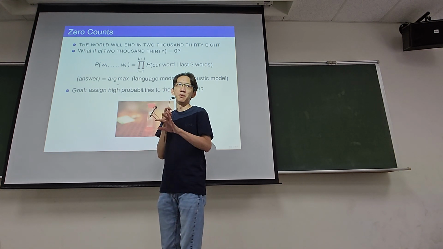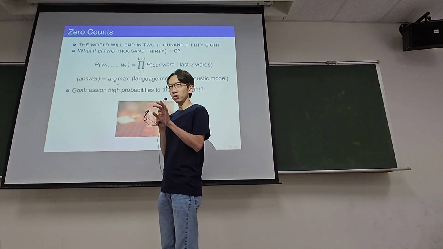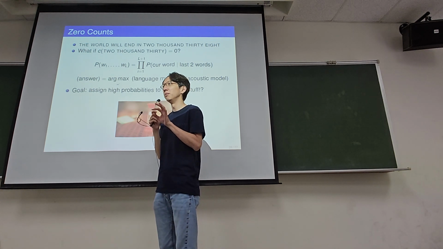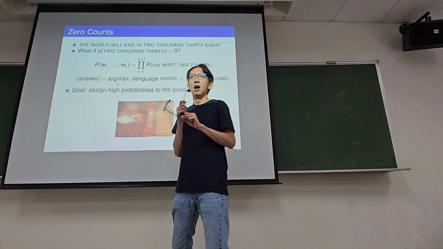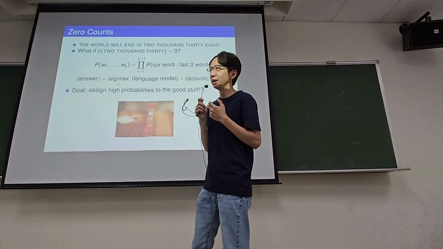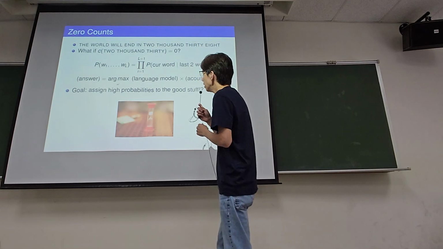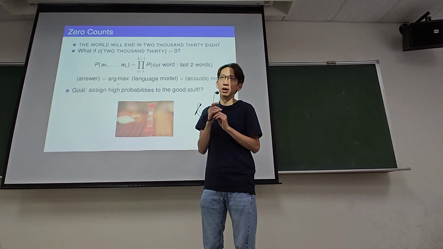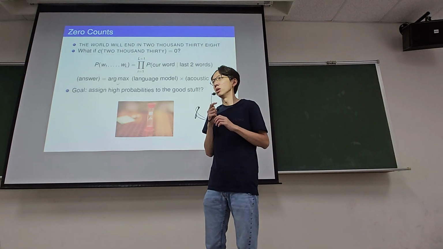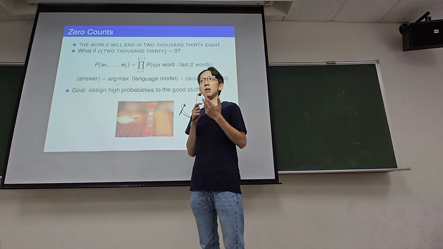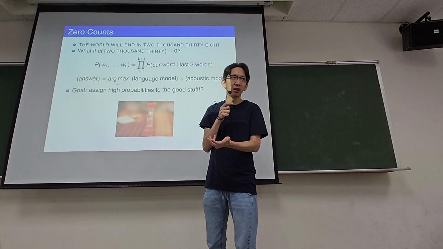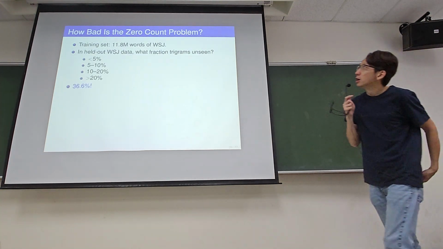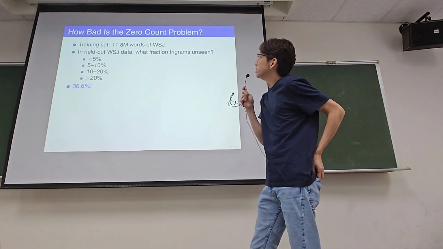There are just some grams that you don't see, but if you look at them, they seem to make sense. Somebody will say it. Maybe not very likely, but somebody will say this. So how can we start designing a smoothing algorithm? We still try to assign high probability to good stuff, but we also want to assign some probability to unlikely stuff that originally had zero counts. That's an issue. So let's first look at how bad the zero count problem is.